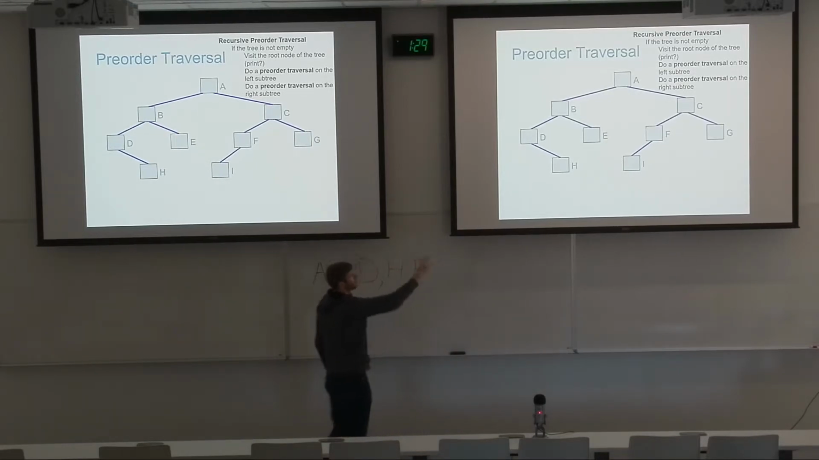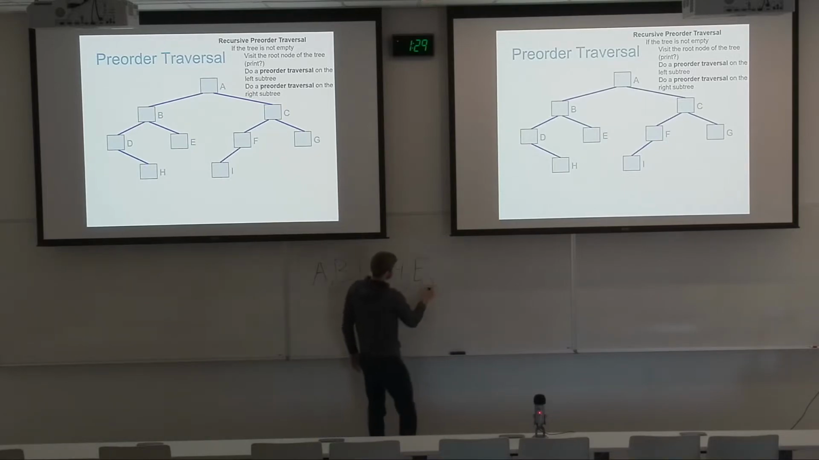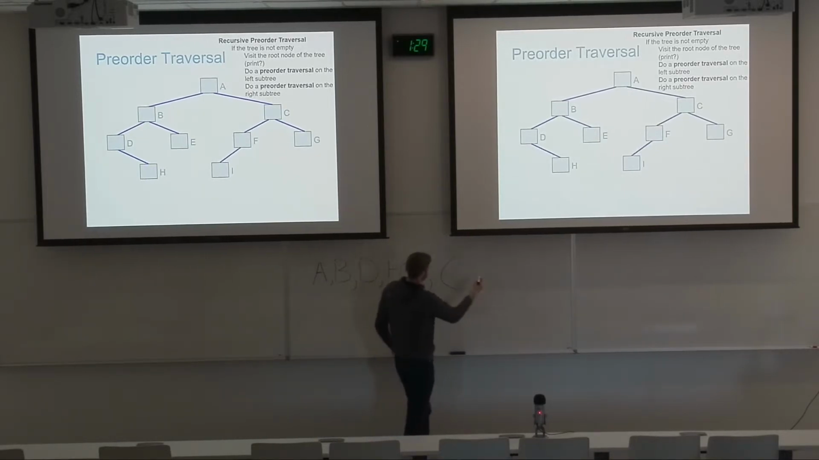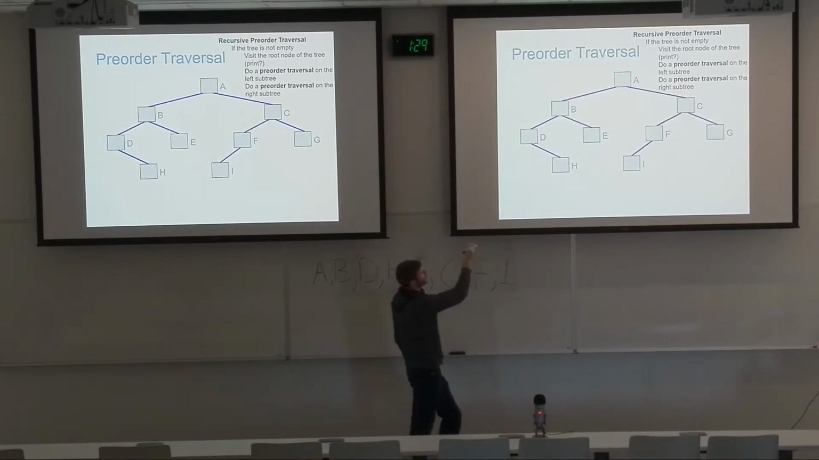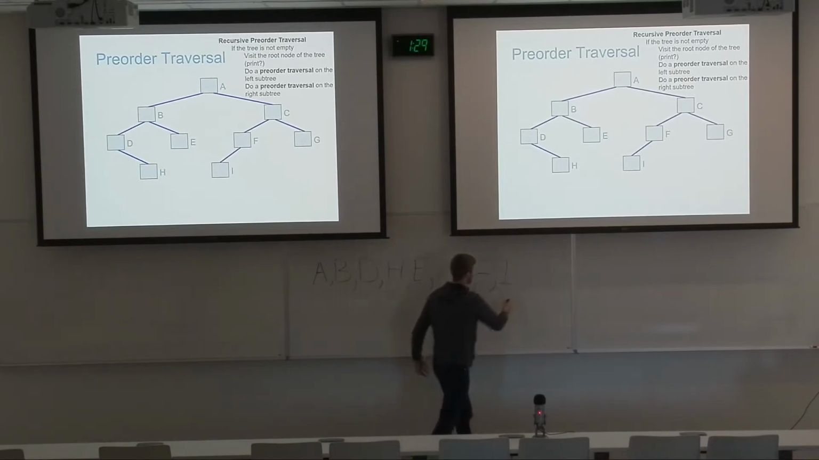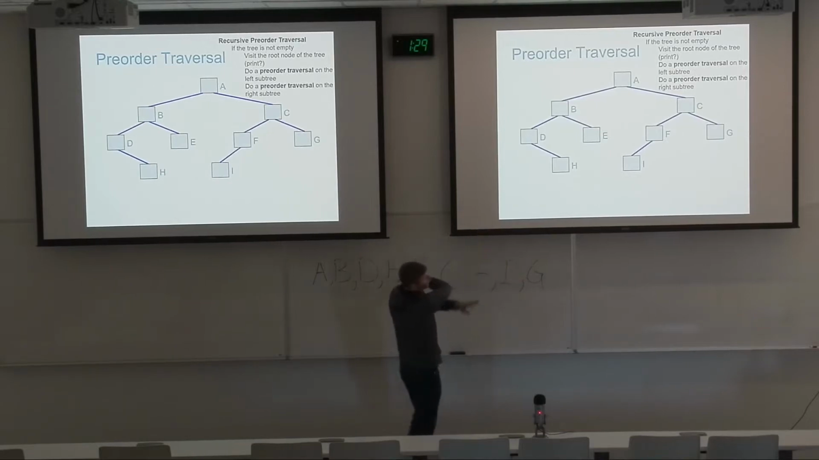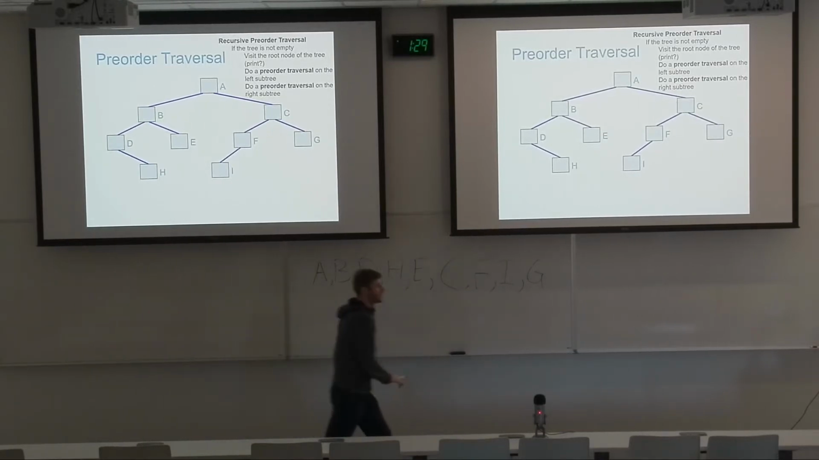Okay, so we go to C, print out C, go to the left, print out F, go to the left, print out I, go to the left, nothing, return, go to the right, nothing, return to F, go to the right, nothing, return, go to C. Oh, not nothing. Go to the right, print out G. Return, return, we're done. Let's make sure I'm right.